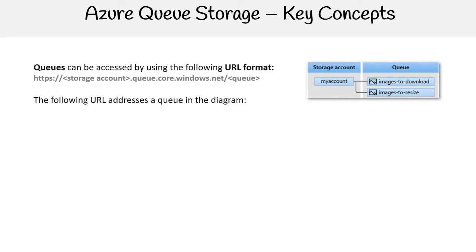And then we have also this URL here as an example. So I think it's reflecting the example on the right-hand side here. So the idea here is that we have my account. So this is my account. And then we have images to download. So images to download would be one particular queue.